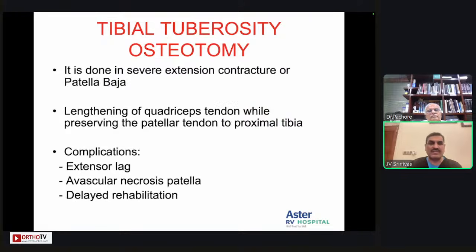Definitely, it's one of the fantastic approaches, and it can address, as I said, severe contracture or patella baja when you want to adjust your patella positioning. This is a fantastic approach. The only complication is a little bit of extensor lag, and sometimes, if you have done an extensive dissection, avascular necrosis of the patella and delayed rehabilitation because of the fixation.